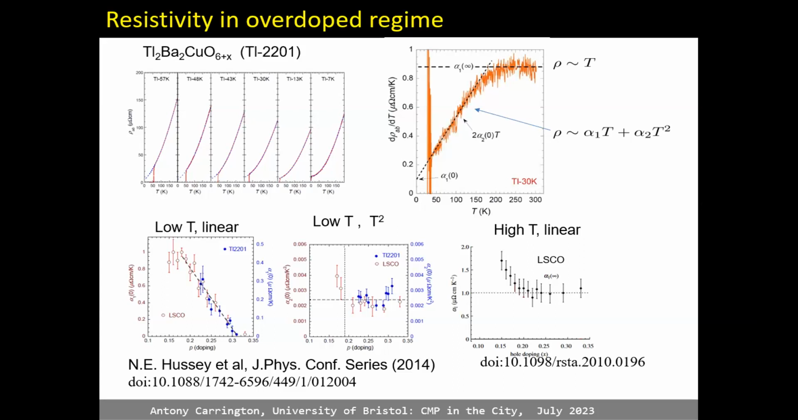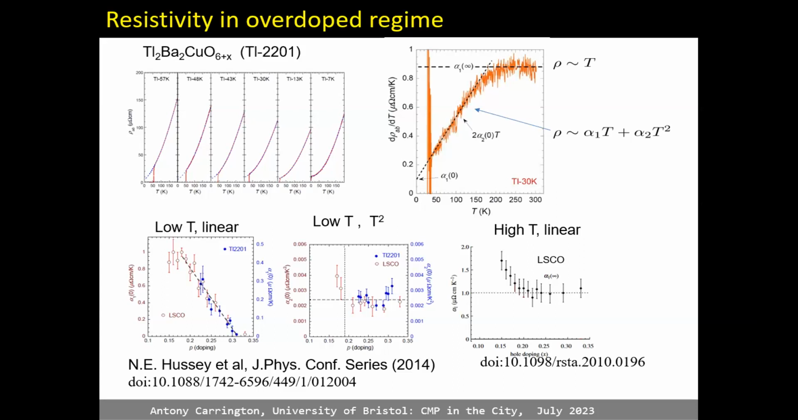So these data are all just about TC. Yes, is the answer to that question. So if we go to the very overdoped case, TC is very low, so we're not analyzing this part here. The dashed line is just an extrapolation.